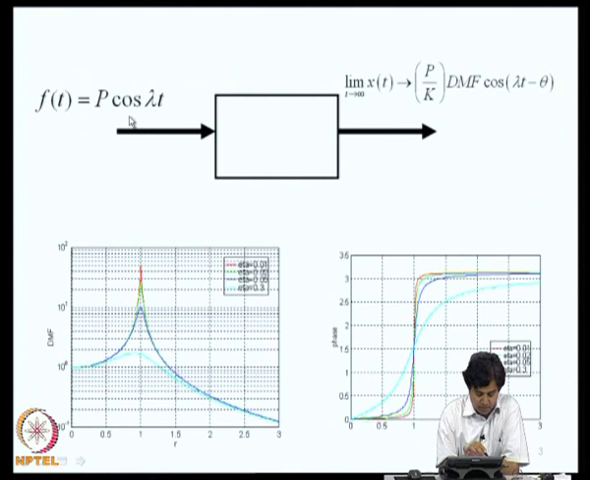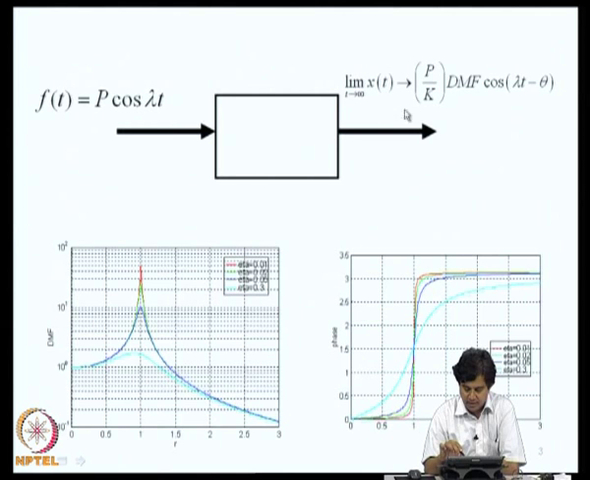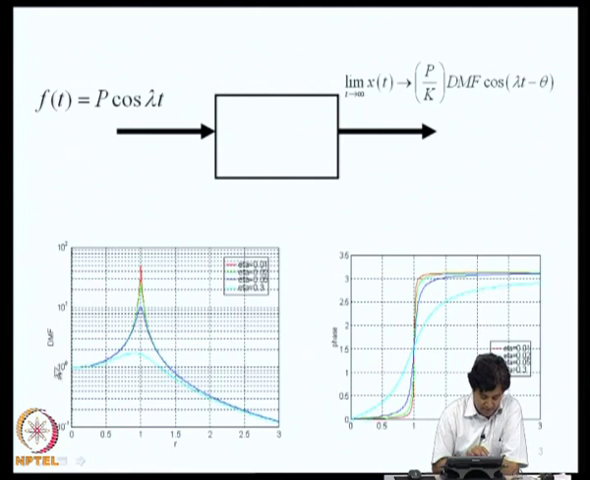Under harmonic load, that is if we apply p cos lambda t, as time becomes large, the response becomes harmonic with the frequency coinciding with the driving frequency, and the amplitude of the response varies as a function of mass, damping and stiffness of the system. This DMF is the dynamic magnification factor, which represents the ratio of amplitude of dynamic response to static response, and it shows a characteristic behavior here.